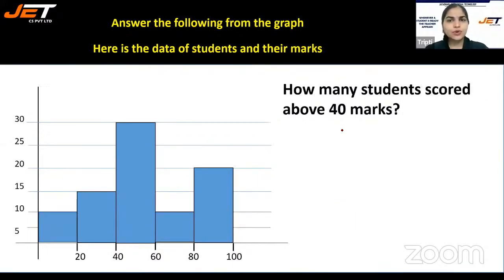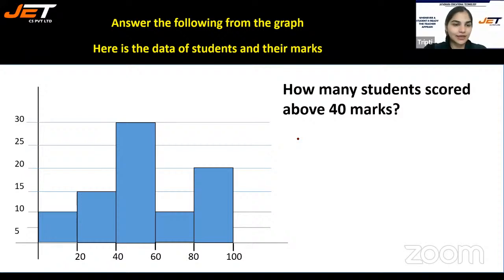How many students scored above 40 marks? Here is the data of students and their marks. This will be the last question, dear children, I'm talking about the graph. This is the last data. I'll ask you several questions related to this data. So the question is, how many students scored above 40 marks?